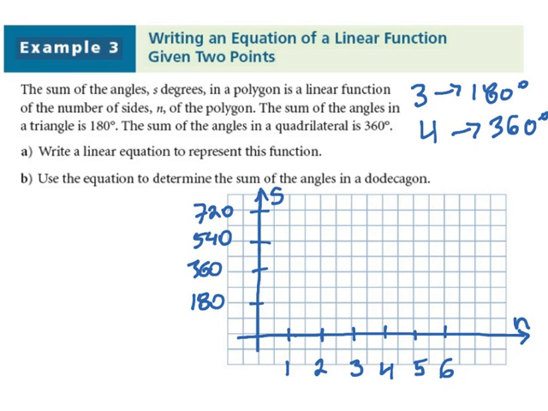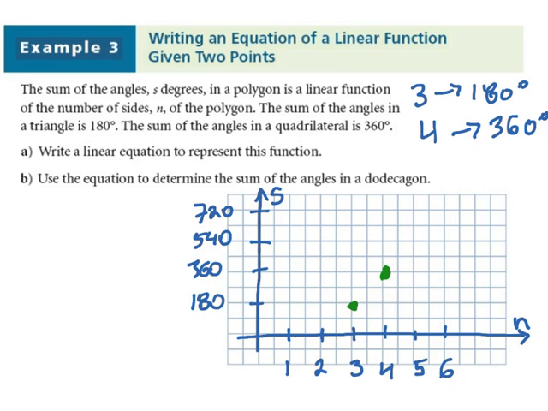First, let's put these coordinate points on the graph. So the horizontal axis is the number of sides of a polygon, and the vertical axis is the interior sum of the angles. So we have 3 sides, and that's a triangle. So here's our coordinate point for a triangle that has 180. And for a 4-sided figure, we have 360 degrees for our quadrilateral. So here is our other coordinate.